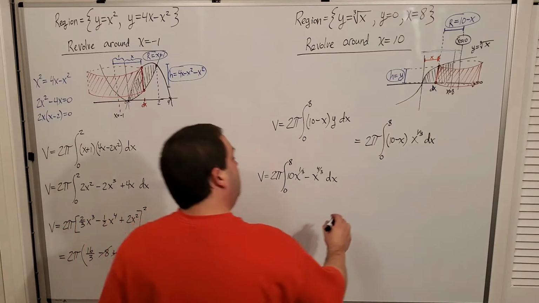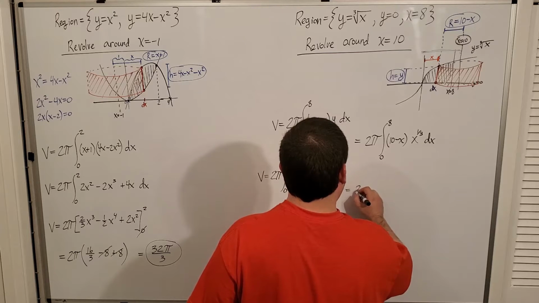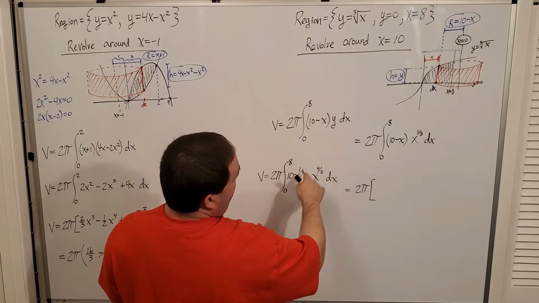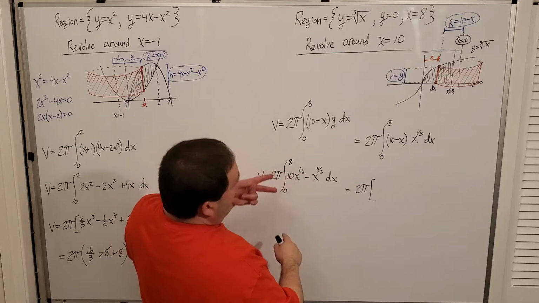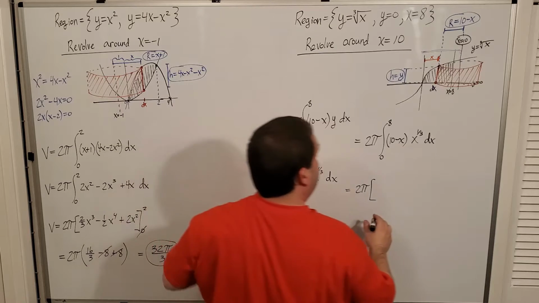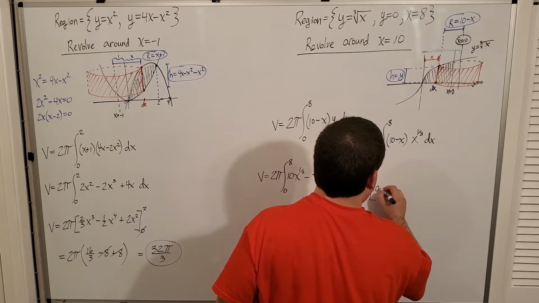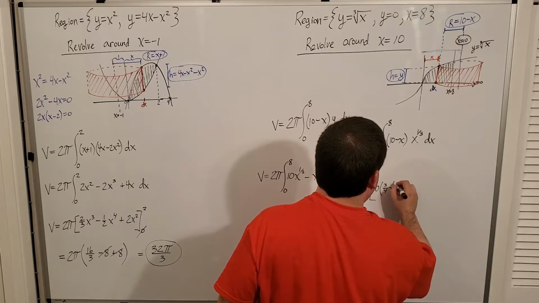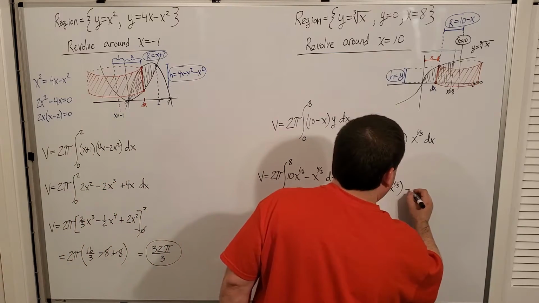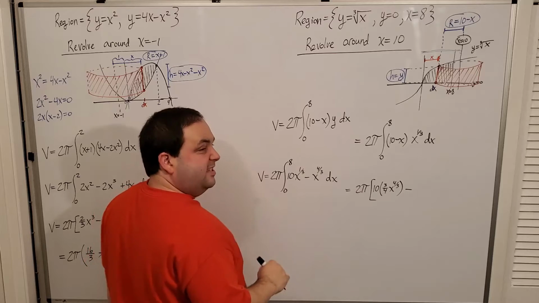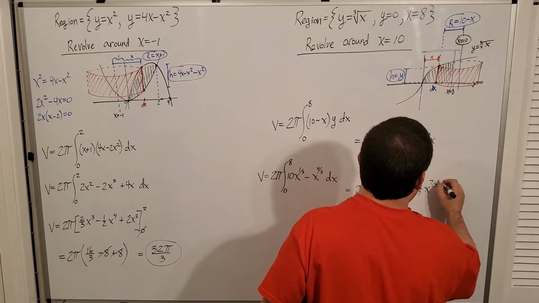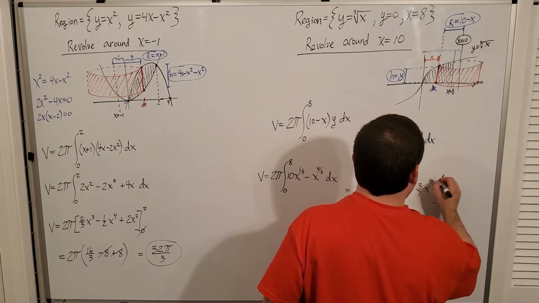Then this will be equal to 2 pi, and then my antiderivatives here. 1/3 plus 1 is 4/3, which means I need to multiply by the reciprocal. So I'll have 10 times 3/4 x to the 4/3, minus, 4/3 plus 1 is 7/3, so I'll have 3/7 x to the 7/3. And that's going to be from 0 to 8.